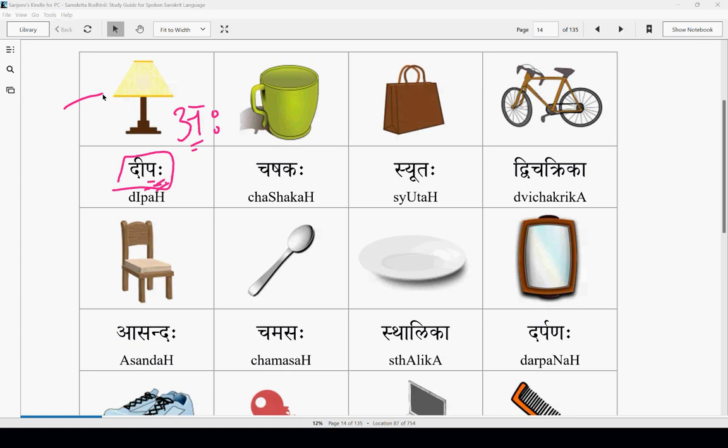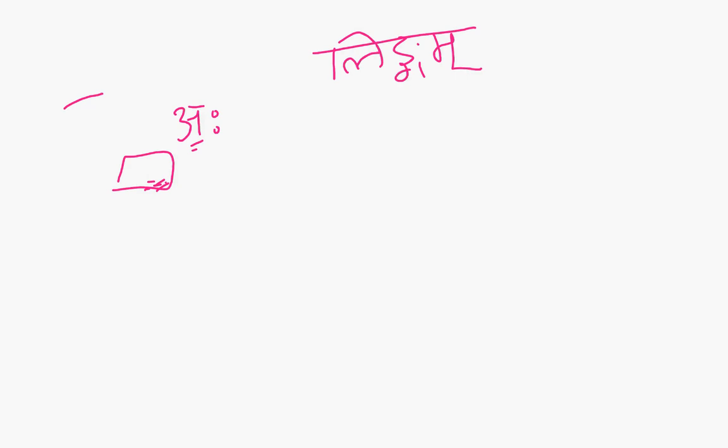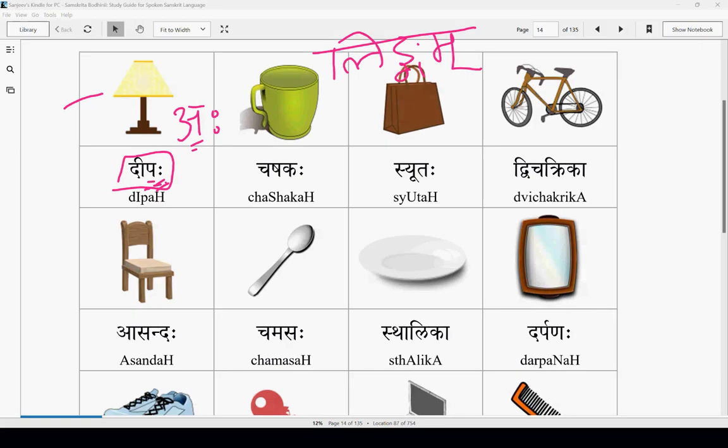Okay. So, what is the lingam here? Lingam should be written like this. Lingam, the literal meaning of lingam is indicator or a symbol, identification. So, it doesn't necessarily mean gender. It's an identification of that word. So, yeah. So we have Deepa Pullingam.